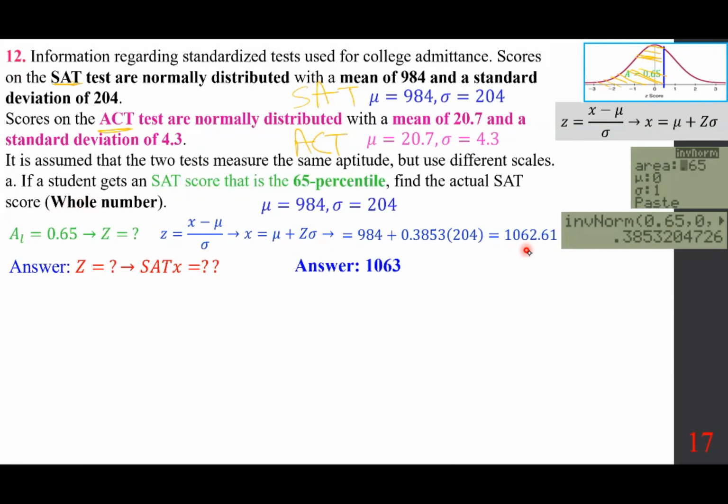So what does it mean? If a student gets an SAT score in the 65th percentile, it means the score must have been 1063. That's the meaning of it.